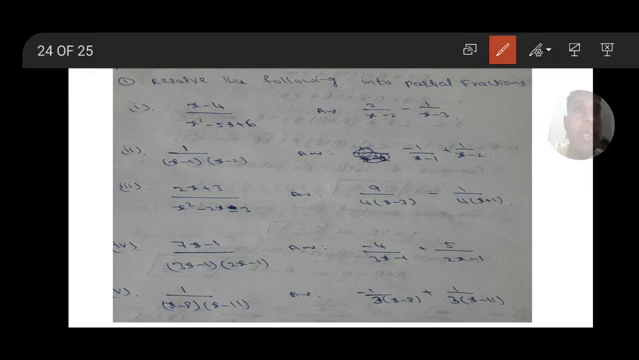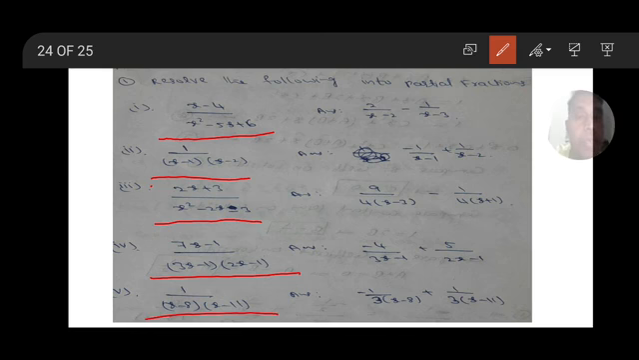First one, x minus 4 by x square minus 5x plus 6. Second one, 1 by x minus 1 into x plus 2. And third one, 2x plus 3 by x square minus 2x minus 3. And fourth one, 7x minus 1 by 3x minus 1 into 2x minus 1. And fifth one, 1 by x minus 8 into x minus 11.